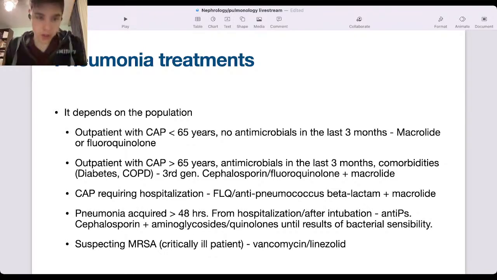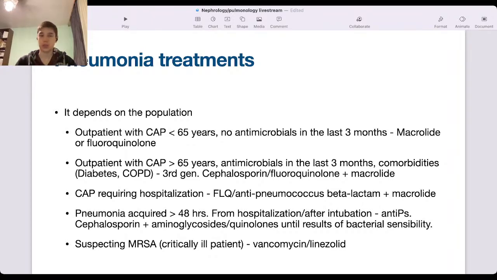Pneumonia acquired more than 48 hours from hospitalization or after intubation is treated with an antipseudomonal cephalosporin plus aminoglycosides or quinolones until results of bacterial sensitivity. If we suspect MRSA in a critically ill patient, we administer vancomycin or linezolid.